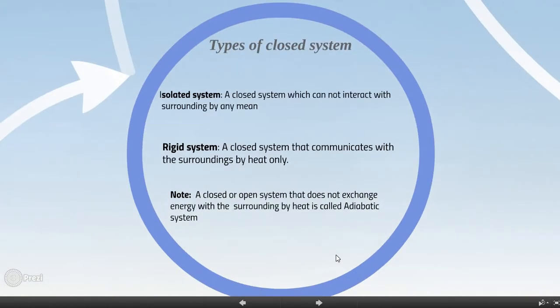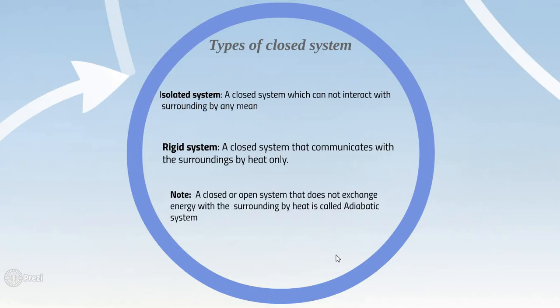Types of closed system. Here are two types of closed system. We have already seen them in the previous figure. An isolated system is a closed system which cannot interact with the surroundings by any means. That means it will not transfer heat or work. As we previously know, a closed system can transfer heat energy, but in an isolated system, in this special case, heat energy is prohibited from crossing the boundaries.